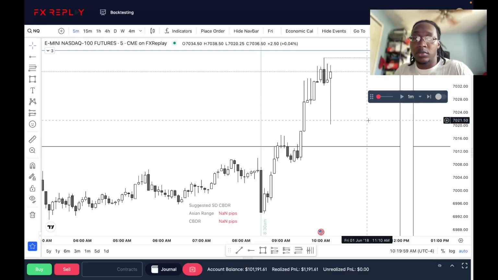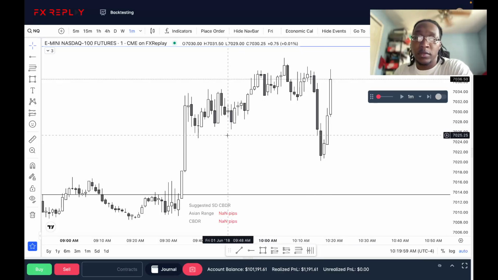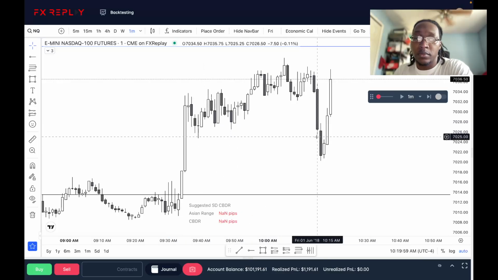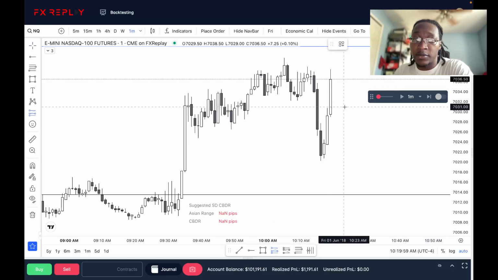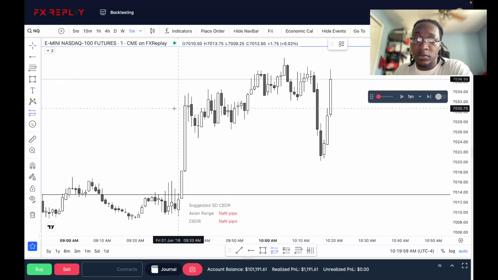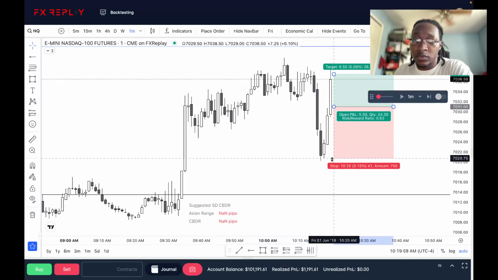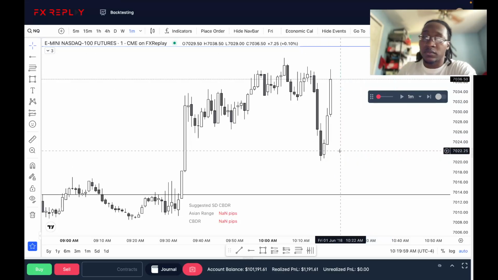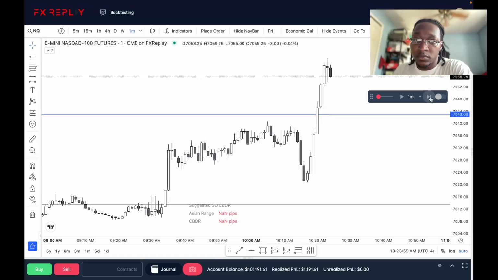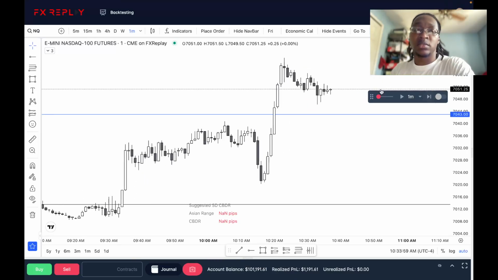1 minute. Oops. 1 minute. Sweet. Accumulation, manipulation, distribution. Maybe a scalp here at this inverse fair value gap, and the mean threshold of this consolidation over here. It's not worth it. Draw is met though. That made sense.